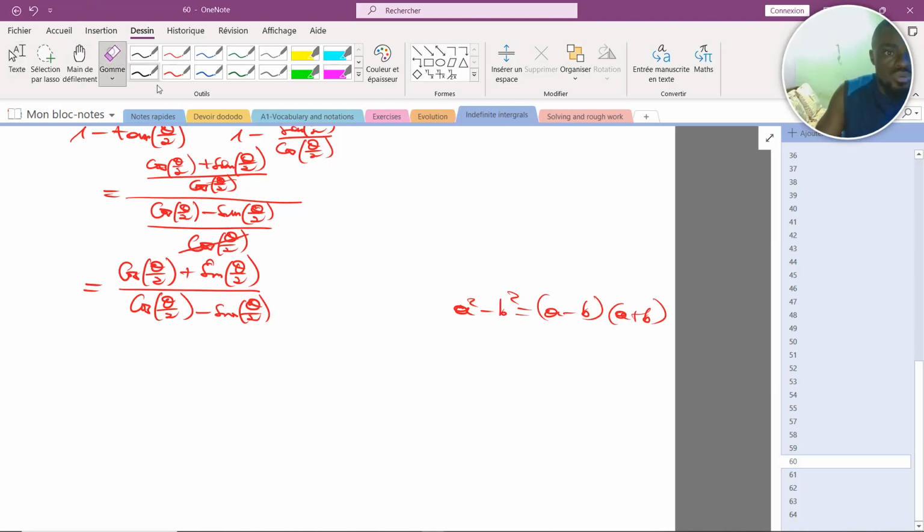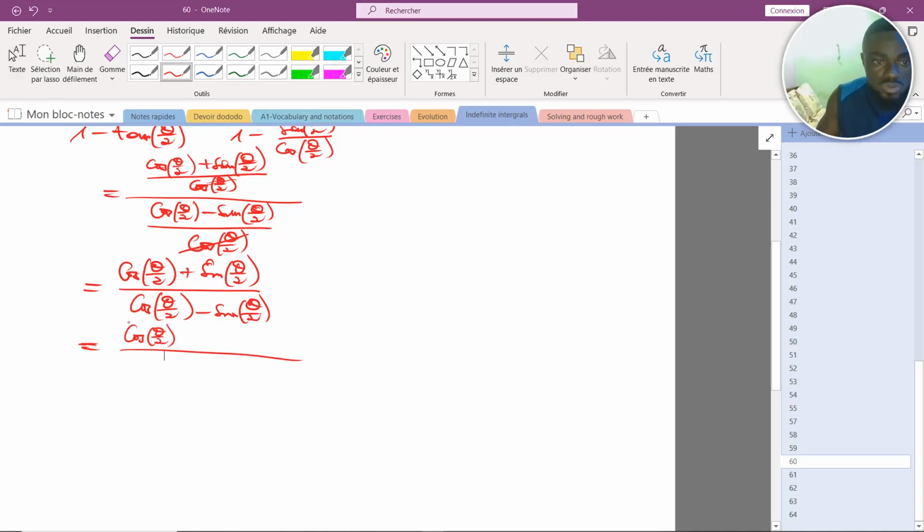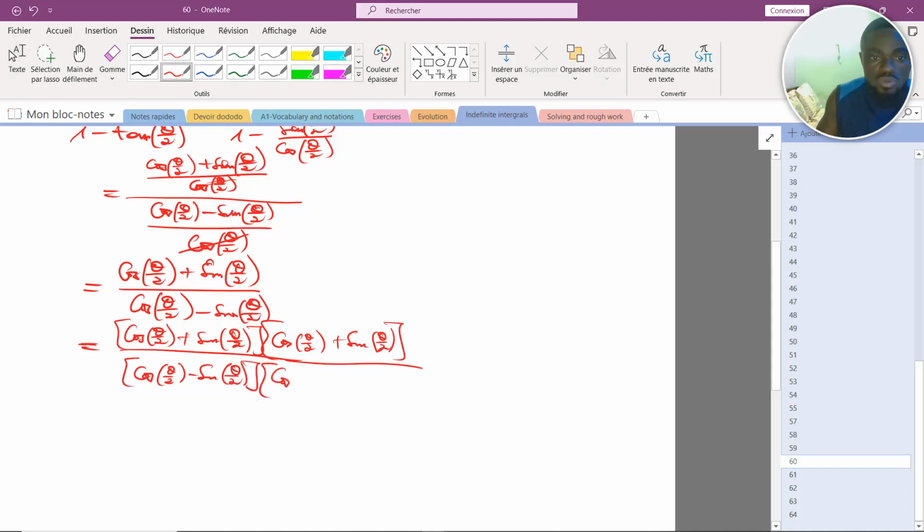You understand? So this will be equals to cos theta on 2 plus sine theta on 2 into cos theta on 2 plus sine theta on 2, all over, when I multiply the bottom by this, let me first write it, cos theta on 2 minus sine theta on 2 into cos theta on 2 plus sine theta on 2. Is that okay? Okay, very good.